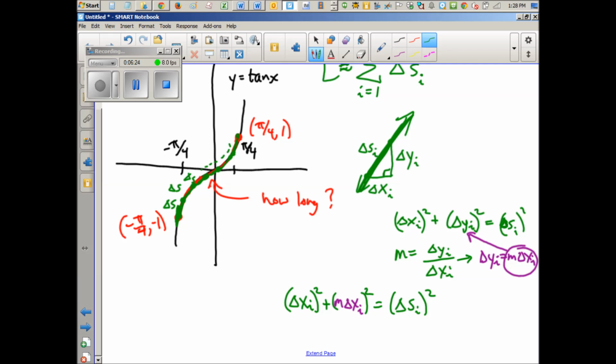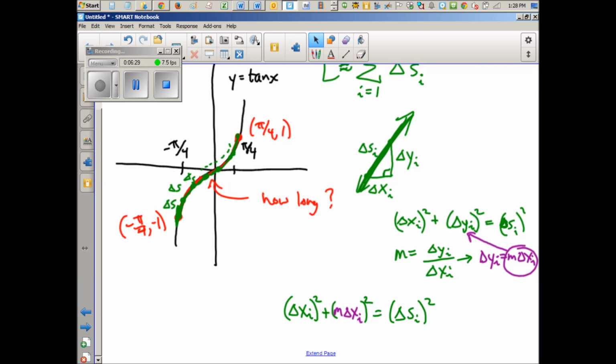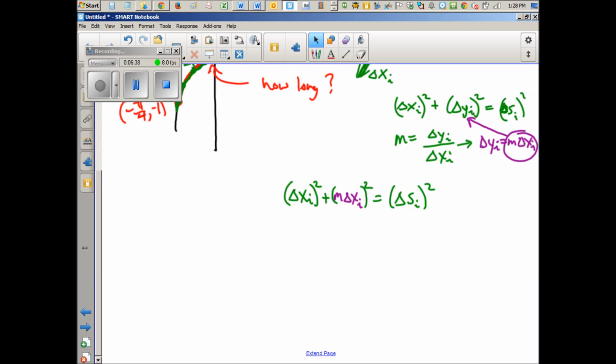Okay, this is how far I got. Any questions so far? One less variable, that's nice. Anything factor out? We could factor out delta x sub i squared, right? Let's do that. So we're going to have 1 plus m squared times delta x sub i squared equals delta s sub i squared. It's a little bit of algebra there.